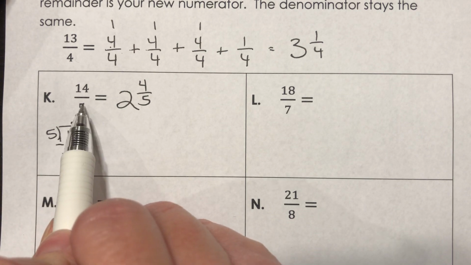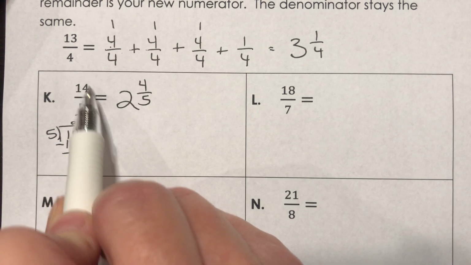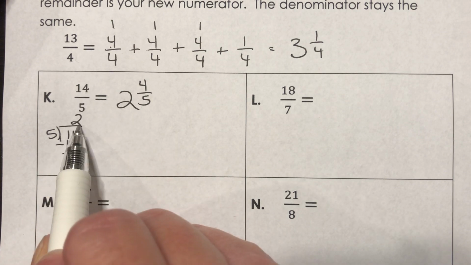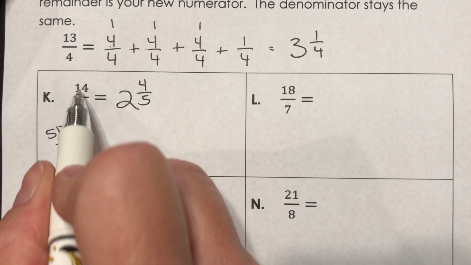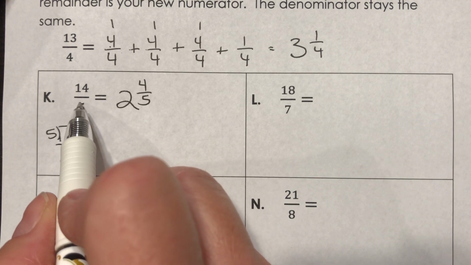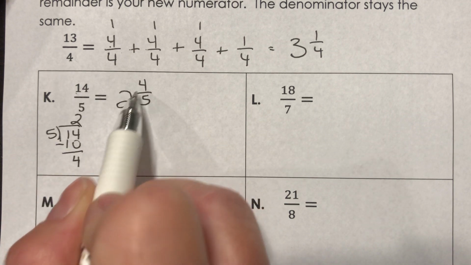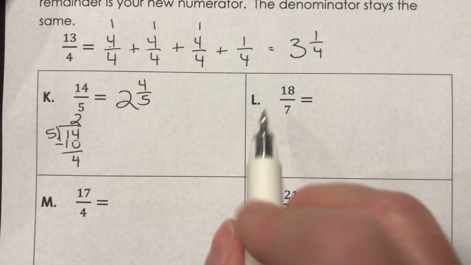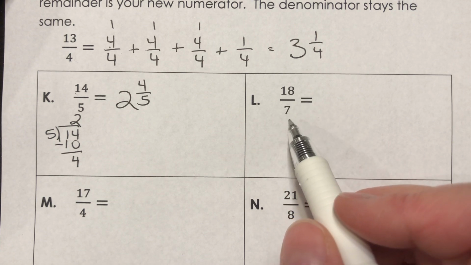So again, you can ask yourself, 5 times what gets you closest to the numerator? That's going to be your whole number. That's how many 5/5 there are in 14/5. And then, however many are left, to count from there to what your numerator is, that's your numerator. So for letter L, I have 18/7.